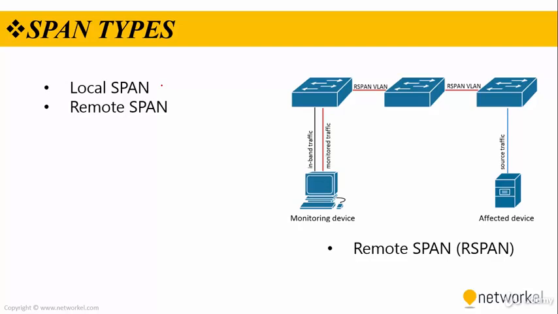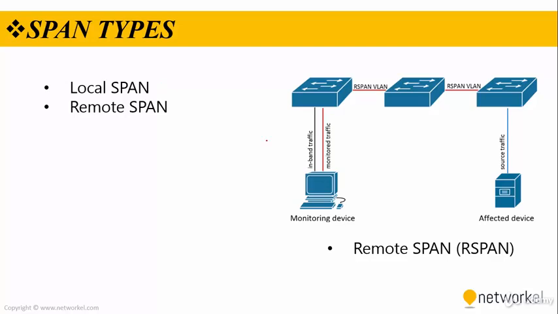RSPAN works by mirroring the traffic from the source ports of an RSPAN session onto a VLAN that's dedicated for the RSPAN session. This VLAN is then trunked to other switches, allowing the RSPAN session traffic to be transported across multiple switches. On the switch that contains the destination port for the session, traffic from the RSPAN session VLAN is simply mirrored out of the destination port.